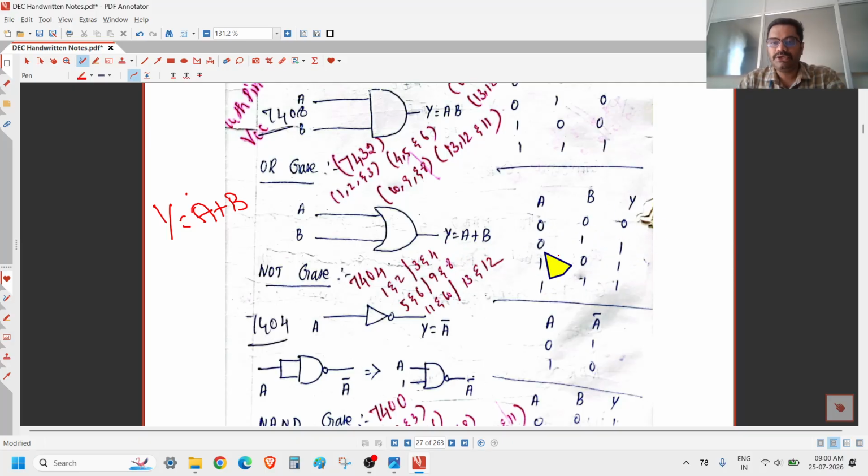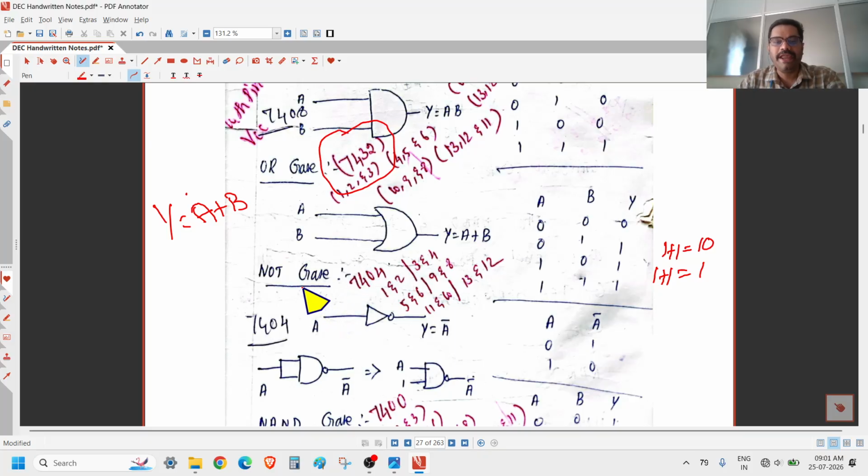And this is the truth table for that: 0 plus 0 is equal to 0, 0 plus 1 is equal to 1, 1 plus 0 is equal to 1, and 1 plus 1 is equal to 1. Don't forget, here 1 plus 1 is not 10 like binary addition. Since it is a logical OR operation, 1 plus 1 is equal to 1 only, not 10. Please remember that, right? The IC number for the OR gate is 7432.